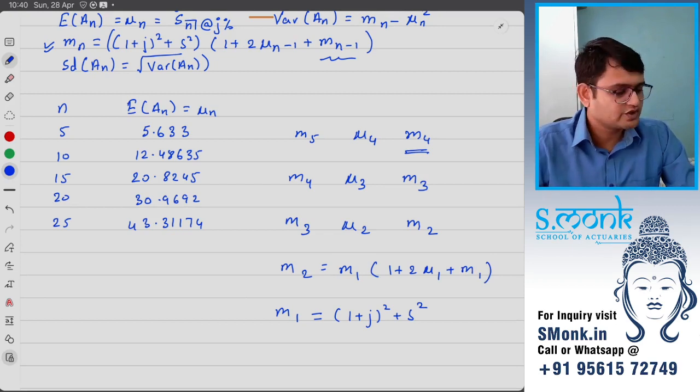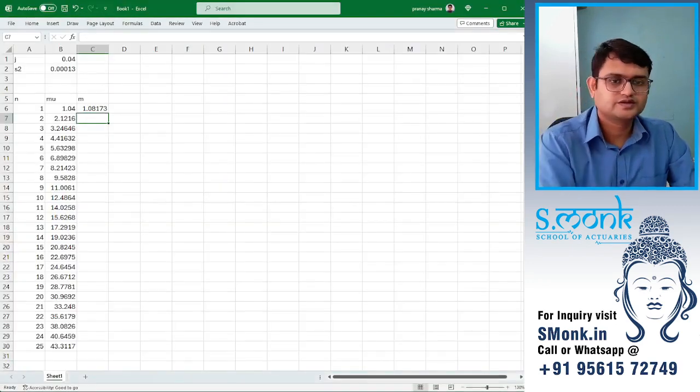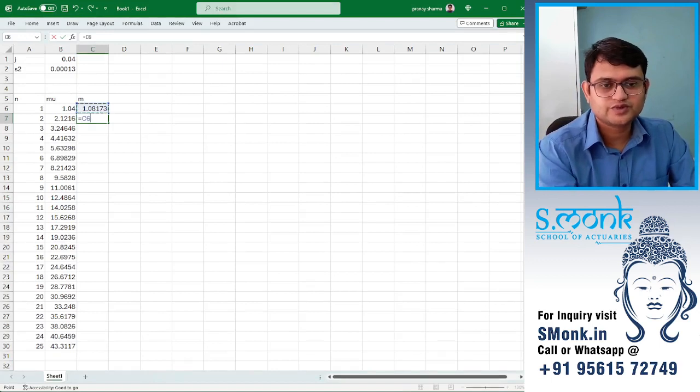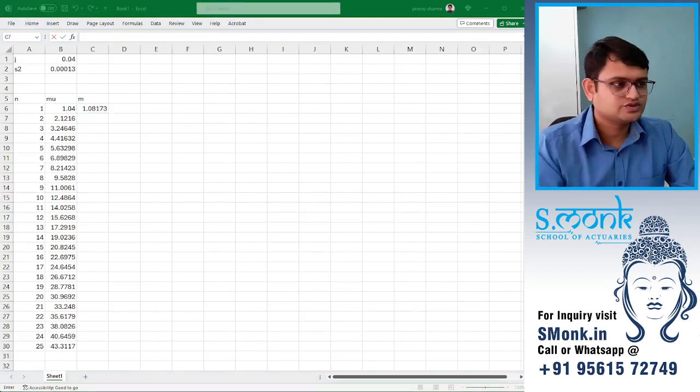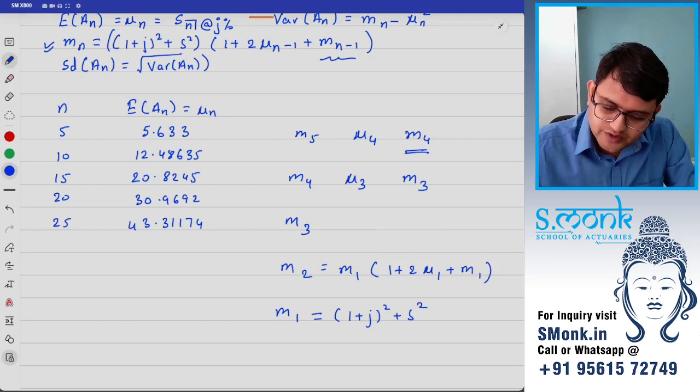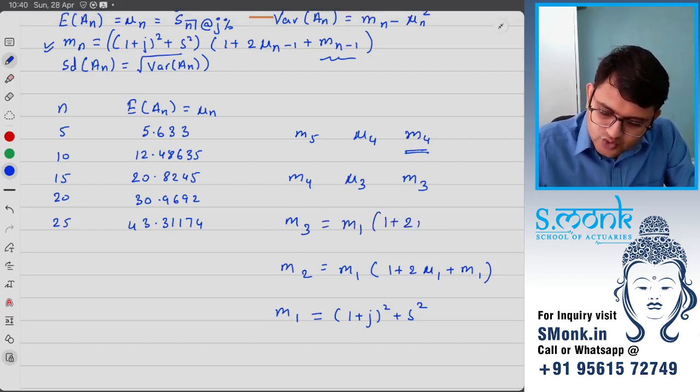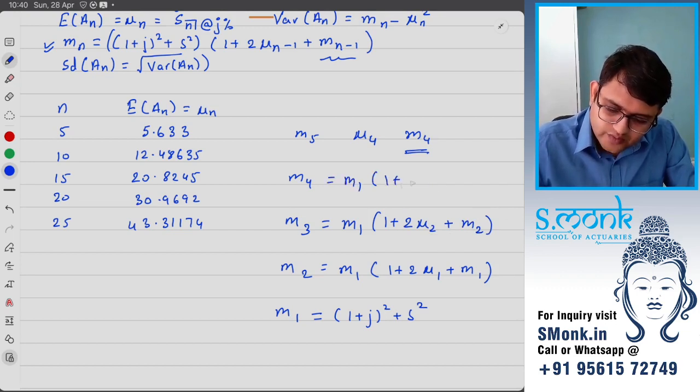Okay, that is what I would need here. So I can say is equal to the previous value. I will fix this because every time it is going to be m1, right? I'll just show you here. If I want m3, this will also be m1 into 1 plus 2 mu2 plus m2. Similarly, m4 will still be m1 into 1 plus 2 mu3 plus m3 and so on.